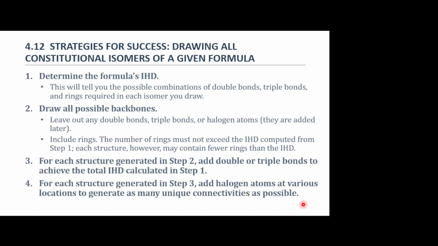So add the halogen atoms at various locations. Now, when you do this, be systematic about it. And remember, you can double, right? If you have a CH3 portion and you have 3 halogen atoms, you could replace all of those hydrogens, right? Because they take the same number of bonding as a hydrogen, don't they?